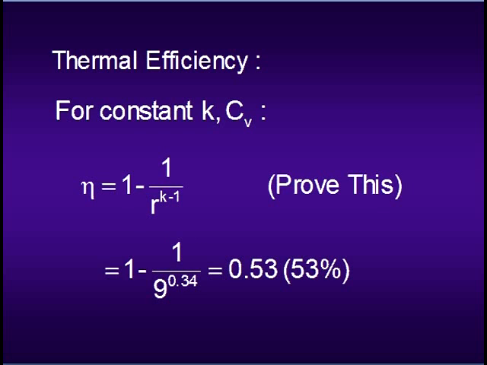Okay, we can actually derive this thermal efficiency. If we had a constant k and a constant Cv and an ideal gas, then we could prove that the efficiency is 1 minus 1 over r to the k minus 1. That would be a good exercise for you to prove. So this is for our particular situation. We plug that in and we get 0.53 or 53% efficient.